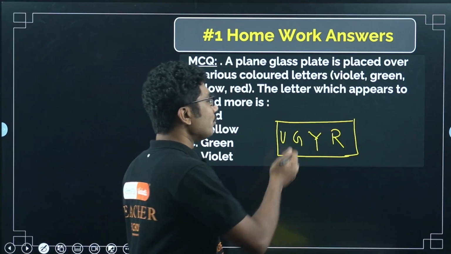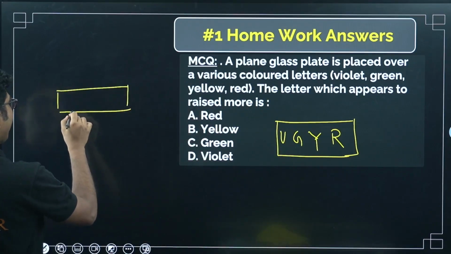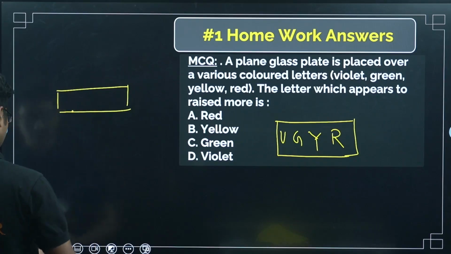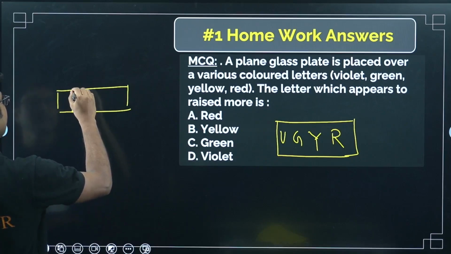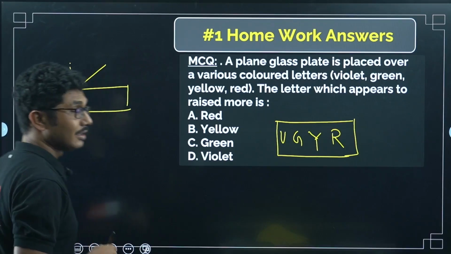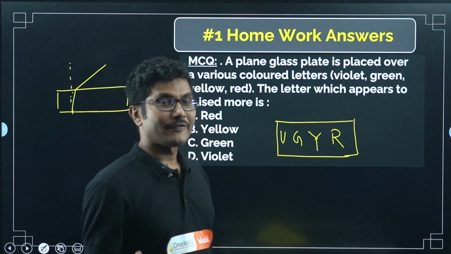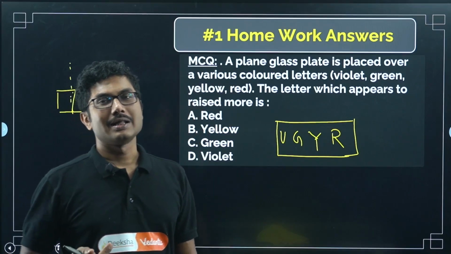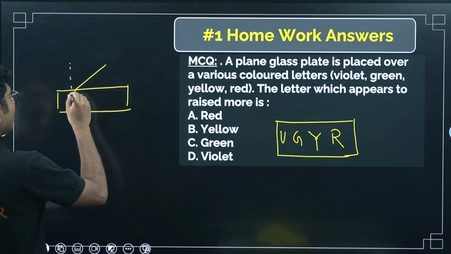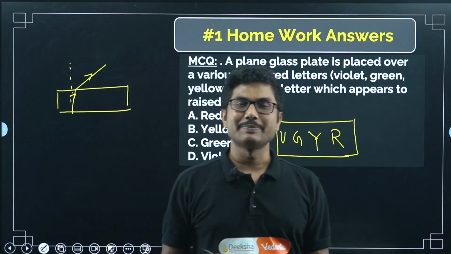Which letter will appear to be raised more? So the ray is coming from this point and it is traveling this side, and after refraction it is moving like this. So what happened is, you see the ray is raised more. Now for the color for which the refractive index is more, it will appear to be raised more. That is the main thing, right? For more refractive index the bending will be more, and for less refractive index the bending will be less.